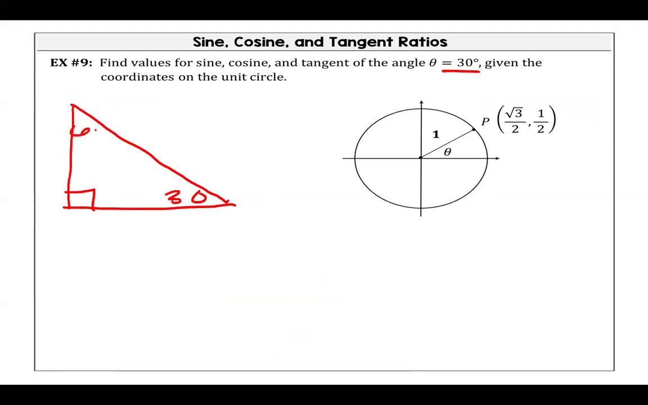30, 60, 90. I know that the hypotenuse is 1. We said across from 30 is what? 1/2. And what did we say was across from 60? Square root of 3/2. This is my special triangle. This guy right here is going to help you know everything you need to know as far as most of the stuff on the unit circle.